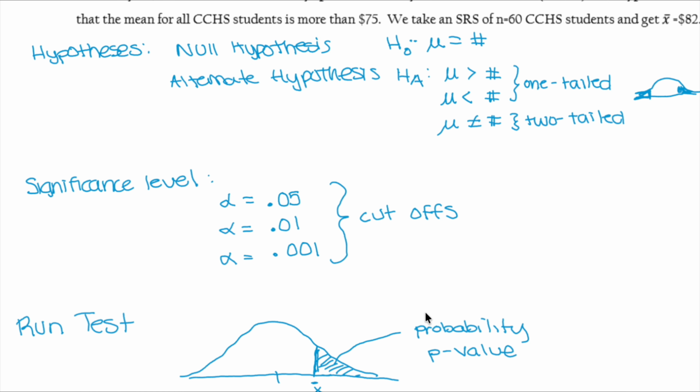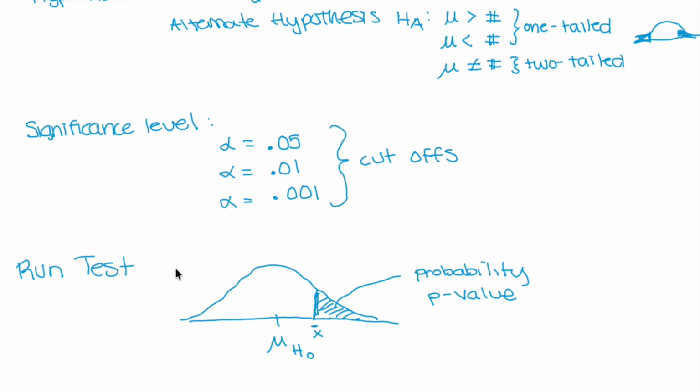The third part is we're going to run the test. As we run the test, we always have to draw the normal curve right here, and we label our mu, which is the null hypothesis. We use the x bar, which is the sample mean that's given to us, or sometimes we have to calculate it on our own, depending on the situation. Either way, we calculate it and draw it right here. We will know if it's less than, greater than, or equal to from our alternative hypothesis.